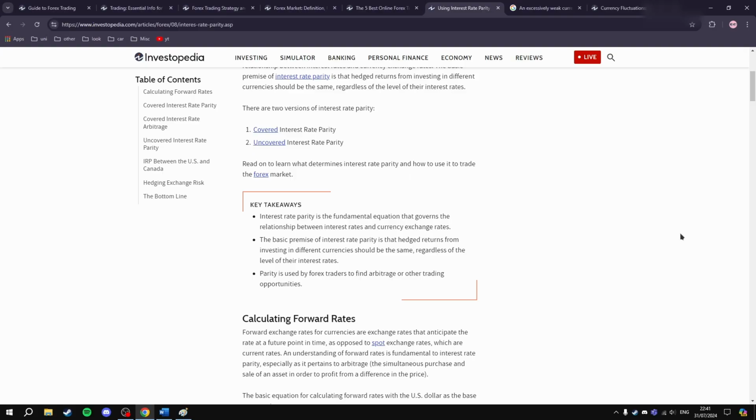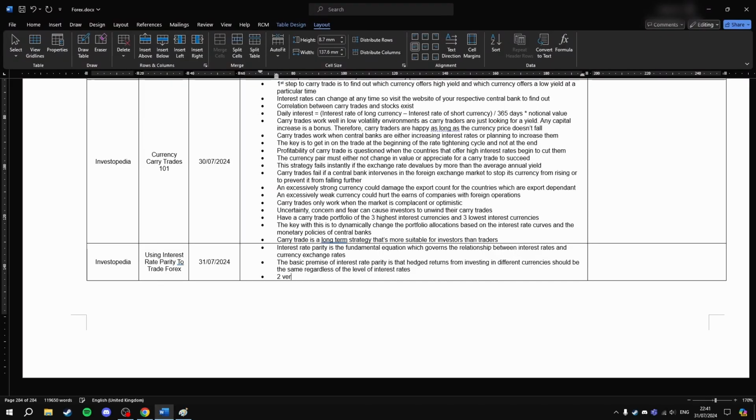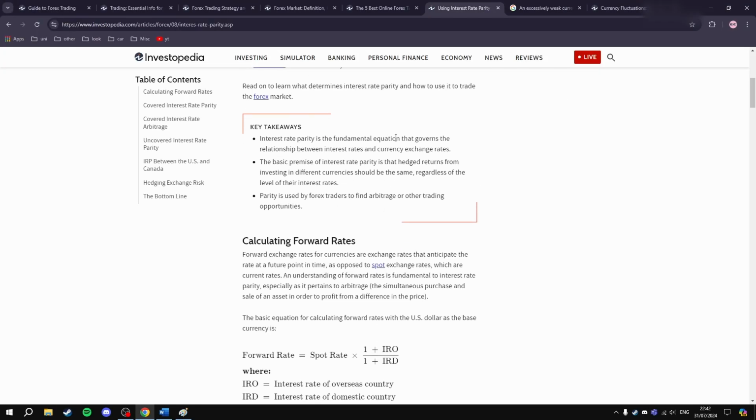There are two versions of interest rate parity: covered interest rate parity and uncovered interest rate parity. Read on to learn what determines interest rate parity and how to use it to trade the Forex market.